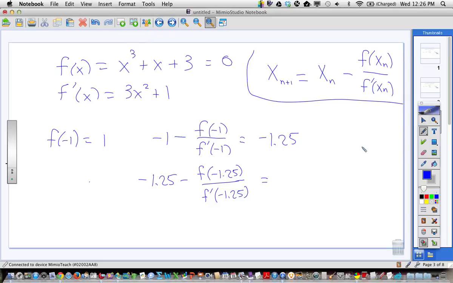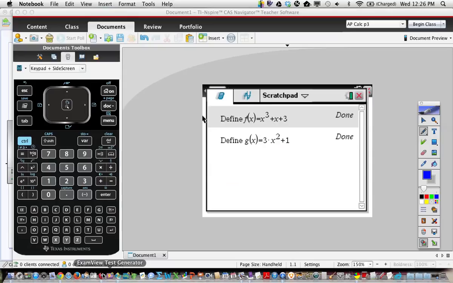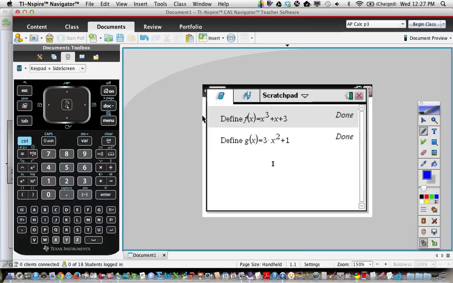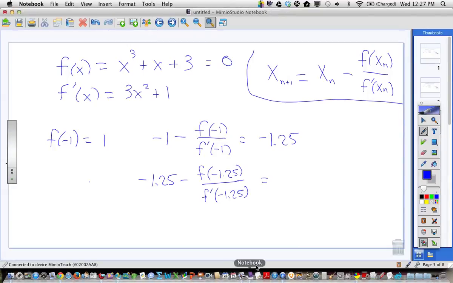Now I told you could cheat a little bit, and you could use your calculator. And so what we did is we said you could define f of x to be that function, define g of x to be the derivative function, and then we could plug in this little formula. So what we were doing is I think we had stopped about right here, hadn't we, yesterday?